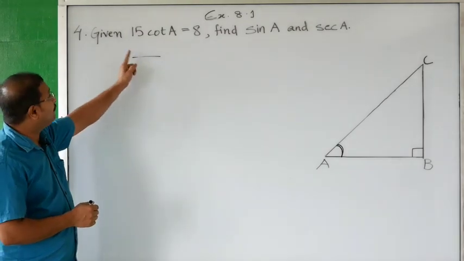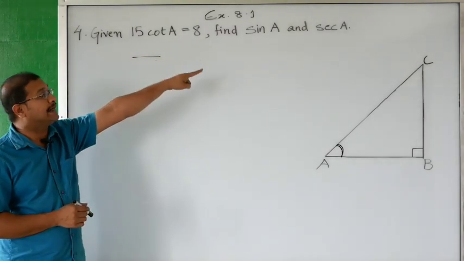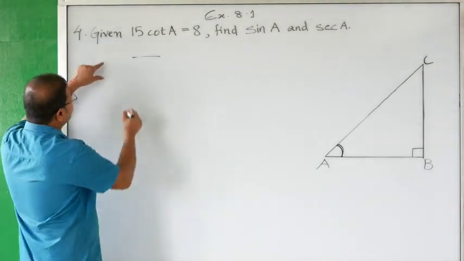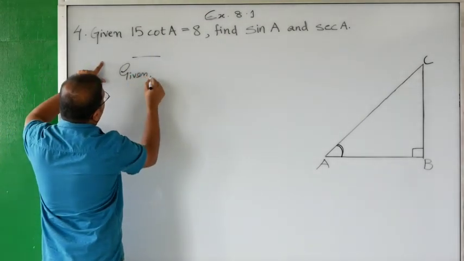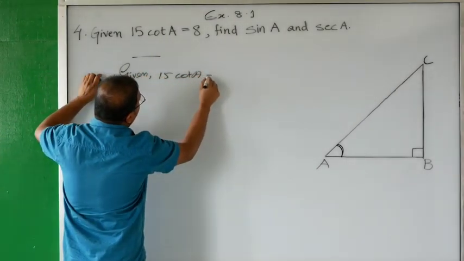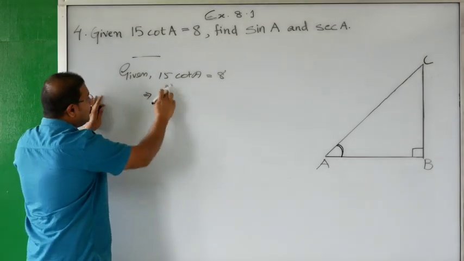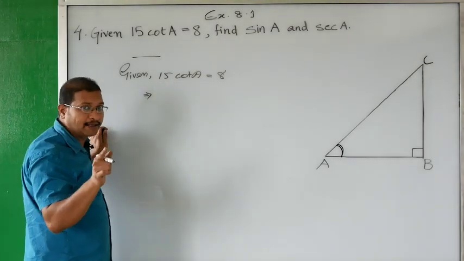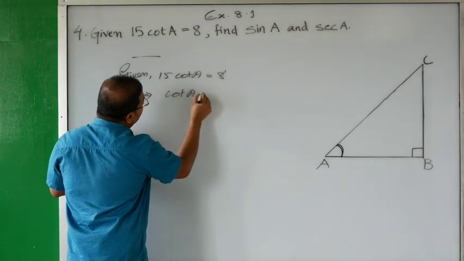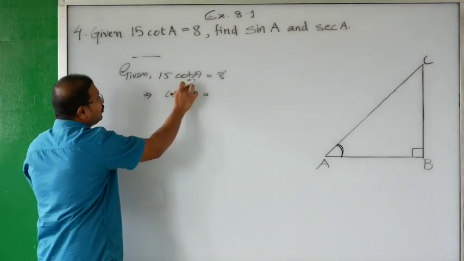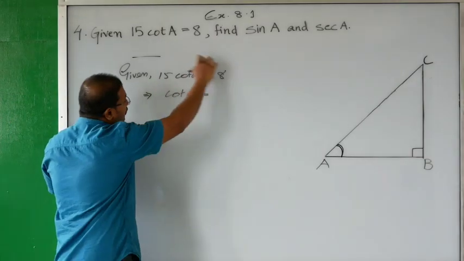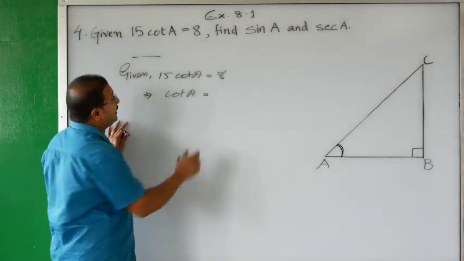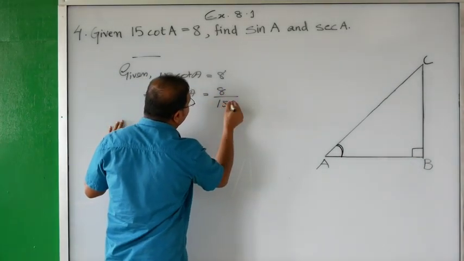Question number 4. Given 15 cot A equals 8, find sin A and sec A. We need to keep one triangle. This triangle ABC. After that, what is given here? Yeah, 15 cot A equals 8. Careful now. 15 cot A means 15 into cot A, multiplying. So, if this 15 goes next side, it will divide, because multiplication goes next side will divide. That means we'll write 8 divided by 15.